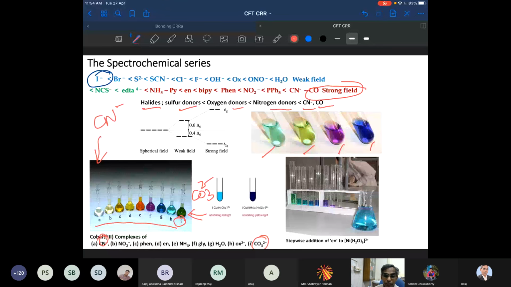The CN minus is a strong field ligand. As a result, the energy gap is too high. The energy available in visible light is not sufficient to excite the electron from the t2g orbital to the eg orbital, and there is pairing of electrons. I hope you understood.